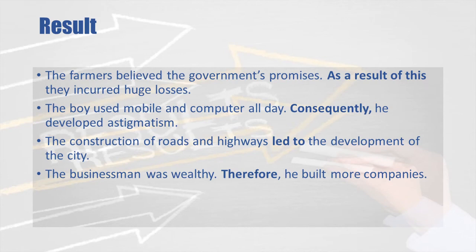So if you use mobile and computer all day, you develop eye problems. So that is a result of using mobile and computer. Next one. The construction of roads on highways led to the development of the city. So roads and highways were constructed, and the result was the development of the city. So this is how you talk about results.